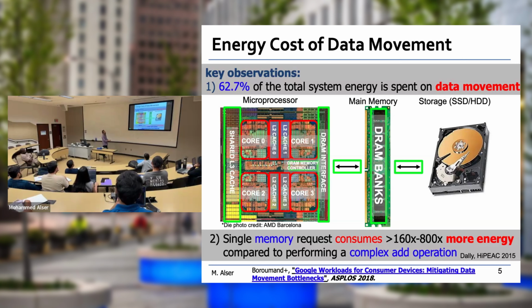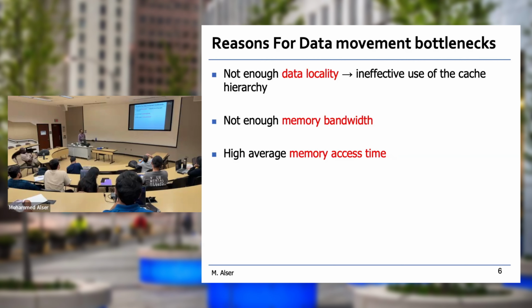62.7% of the total energy is spent on data movement. However, when we compare the energy spent for that data movement, we see it is about 160x to 800x more energy than the addition operation done at the CPU. So we pay a lot of cost just to move the operands from the memory all the way to the CPU to do just a little operation on them. And that is really a big problem for us.